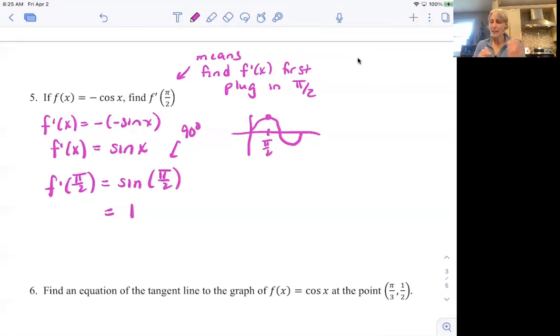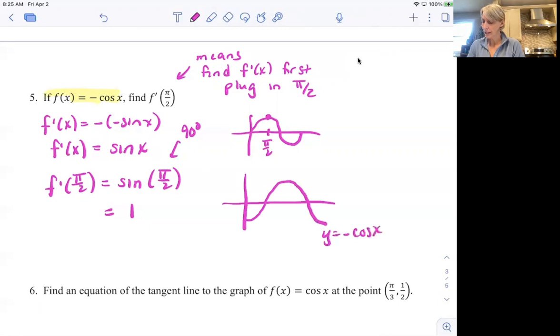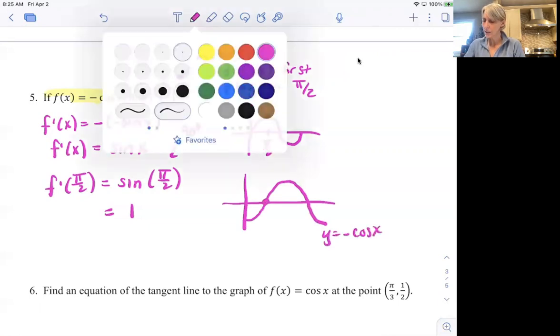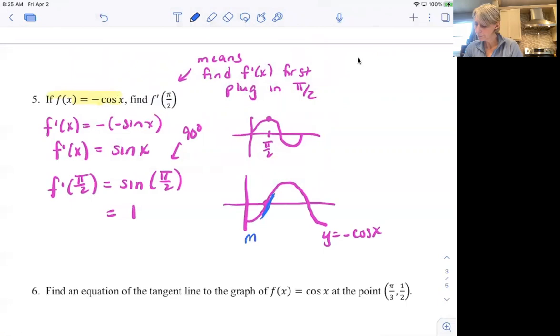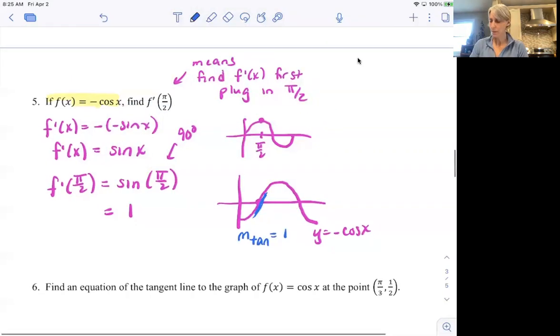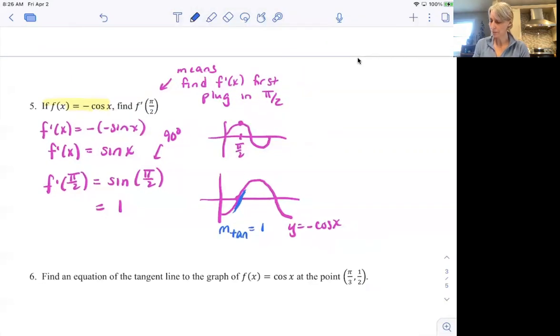What does this answer mean to us? Well, let's go back up to our original curve. Negative cosine x kind of looks like this, right? And at pi over 2, it means the slope of the tangent line there. If you were just to look right there, that slope is 1. Okay, so that number means the slope of the tangent line.